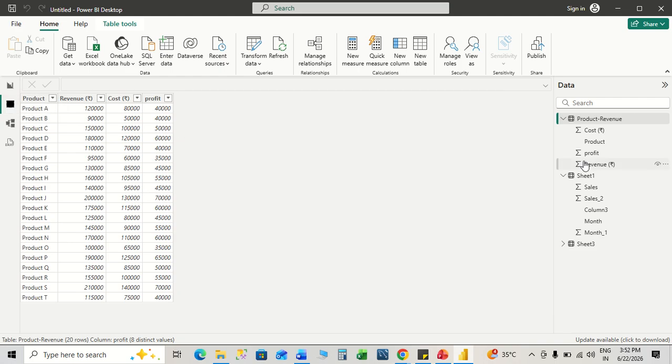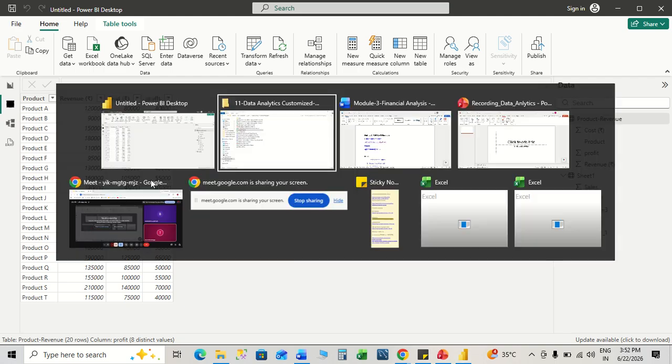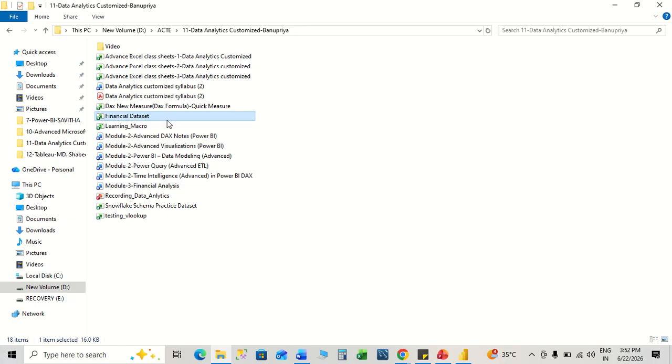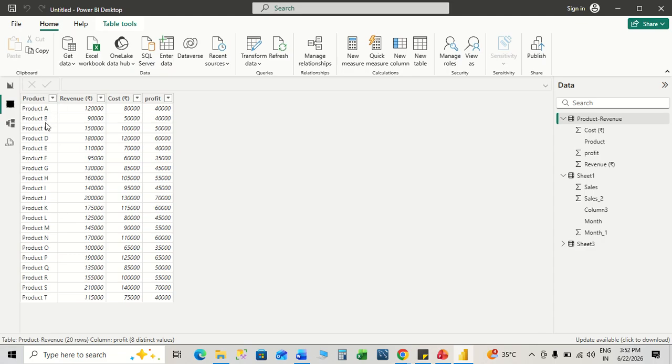So this is the product revenue, the first sheet in this financial data. Under this financial data, the first column is product A, B, C, D like this. These are the list of products. These are the revenue. This is the cost. So what is the profit? Profit is revenue minus cost. So these are the profits. So we have product column, revenue column, cost, and the profit.